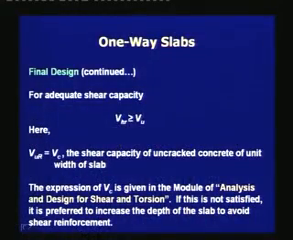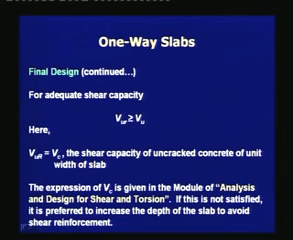For adequate shear capacity, the resistance Vur should be greater than Vu, where Vur is equal to Vc, the shear capacity of uncracked concrete of unit width of slab. We do not usually provide shear reinforcement in slabs. Thus, the shear capacity is equal to the shear capacity of the concrete for uncracked section. The expression of Vc is given in the module of analysis and design for shear and torsion. If this is not satisfied, it is preferred to increase the depth of the slab to avoid shear reinforcement.